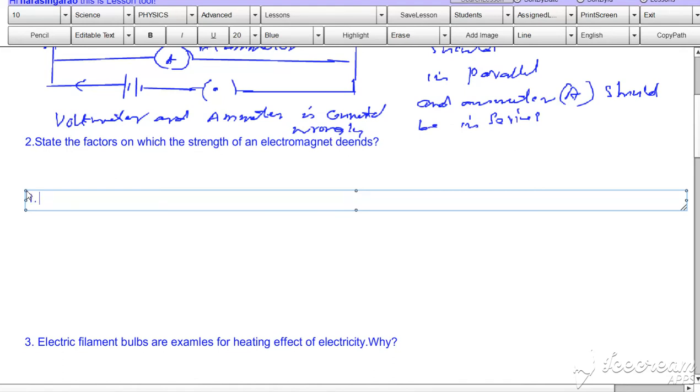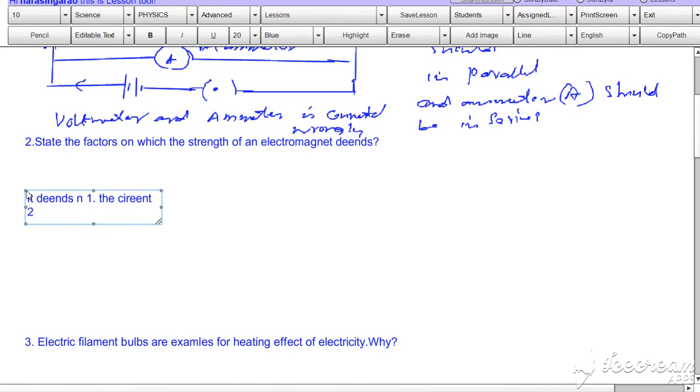It depends on the first factor, the current; second, the number of turns in the coil; and third, the nature of the core material. So these are the three things it depends on.